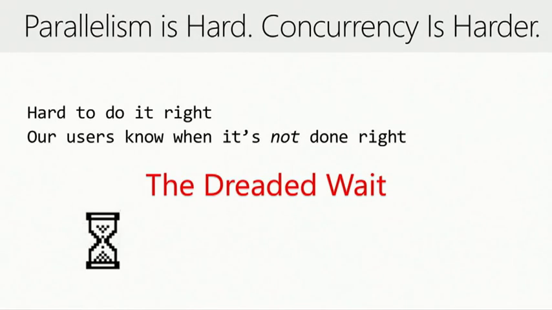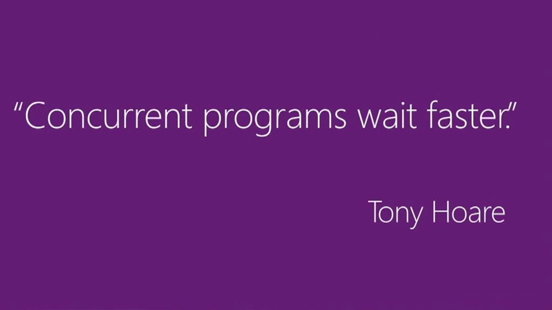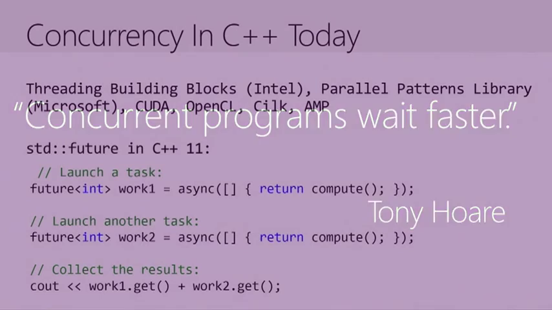So parallelism is hard, concurrency is harder, and the nasty thing is that users, at least of graphical applications, know when we didn't do it right. They see something like this. Or worse, you see just an application that refuses to paint, period, if you didn't set the icon correctly. And this is because we don't leverage this. Tony Hoare said that concurrent programs wait fast. So that waiting is an essential aspect of how you write your concurrent programs. It's, in fact, sort of the pivot, if you will, around how concurrent programs need to be structured.